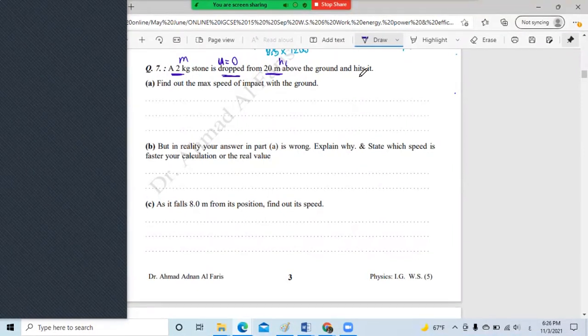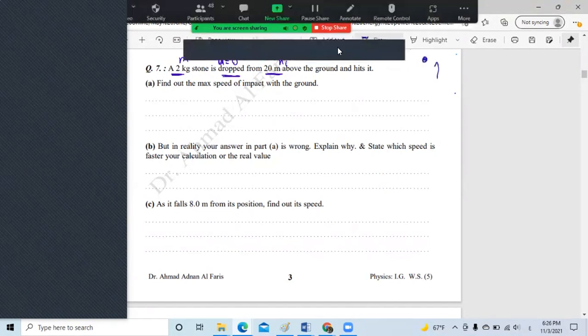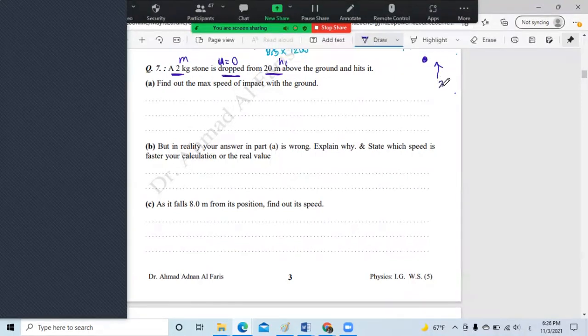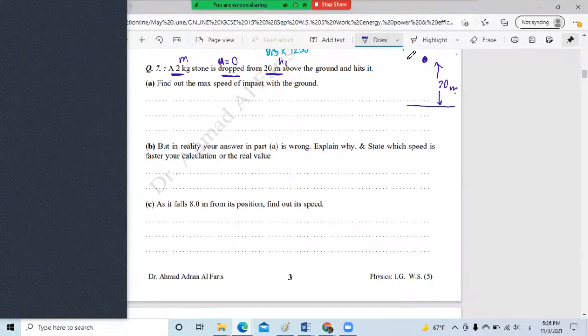Okay. This object, this stone, falls. The height is 20 meter to reach the ground. As it falls, as you can see here, it has only potential energy. There is no what? There is no kinetic energy.